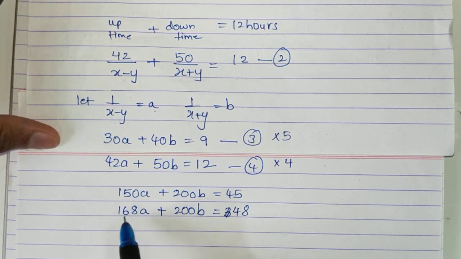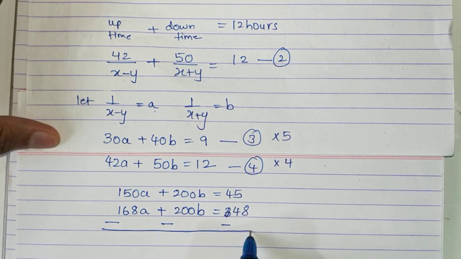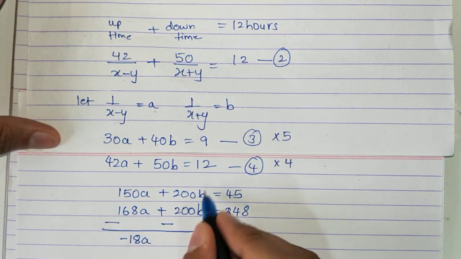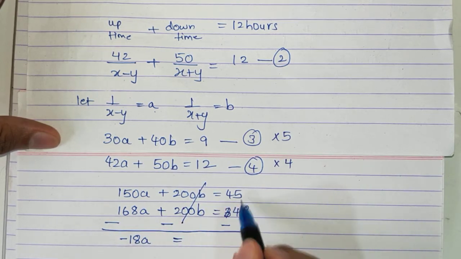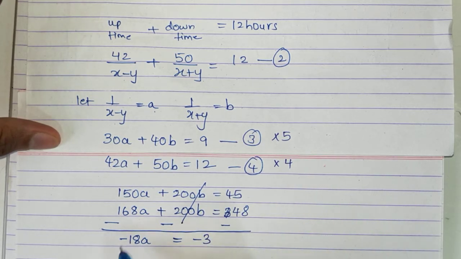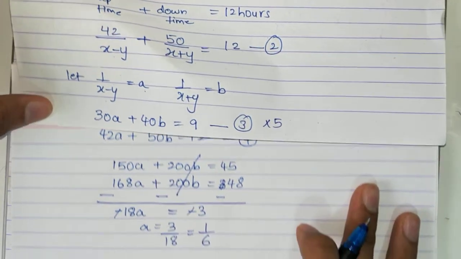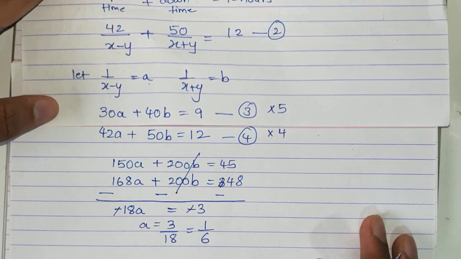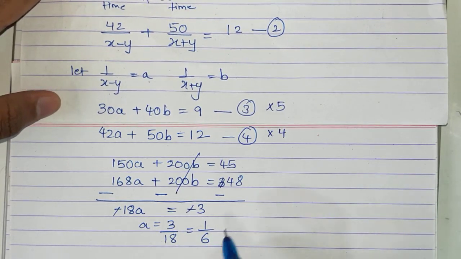Now subtract the equations. 150a minus 168a is minus 18a. This will get cancelled, equals 45 minus 48, that is minus 3. Minus minus cancel. a is 3 upon 18, that is 1 upon 6. Okay, so you get a as 1 upon 6.